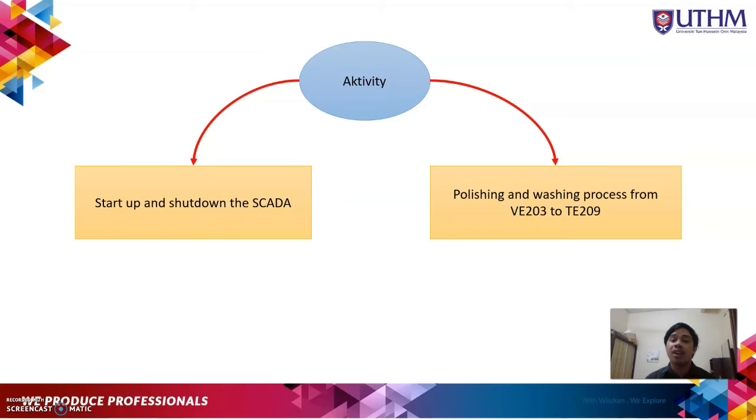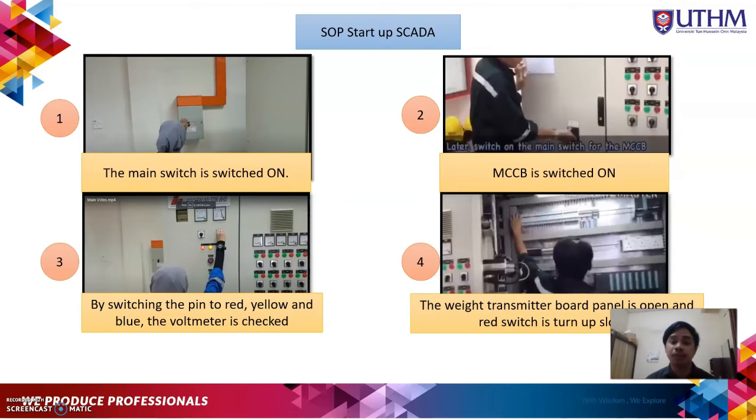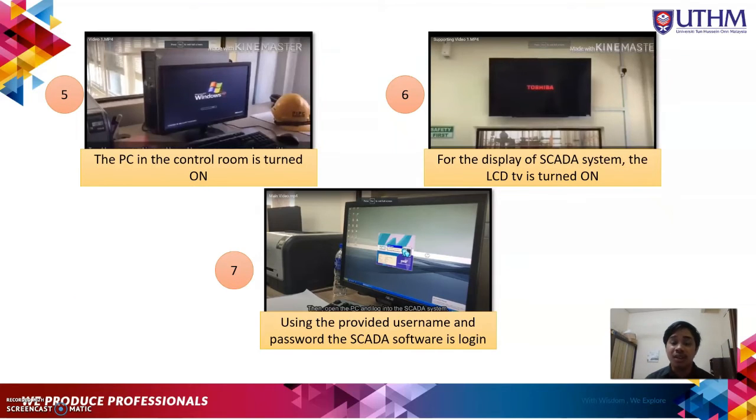In the control room, there are 2 activities that have been done, which are startup and shutdown of the SCADA, and the polishing and washing process from VE203 to TE209. For the activity of startup of the SCADA, the SOP that we need to do is firstly switch on the main switch. Second is switch on the MCCB. Next is check the voltmeter by switching the pin to red, yellow and blue. Then open the board panel and slowly turn up the red switch. Next is turn on the PC in the control room. Next is turn on the LCD TV, which is used to display the SCADA system. And lastly, log in to the SCADA software using the provided username and password.